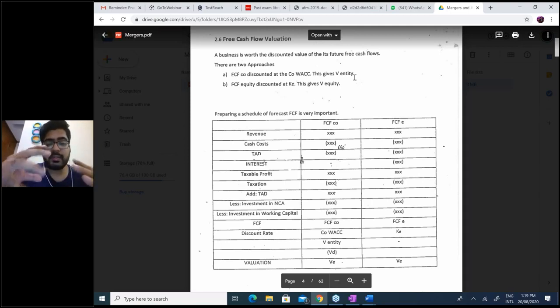Then you deduct VD, value of debt, to get the value of equity. Now the other method, FCF to equity, please pay attention to the difference.